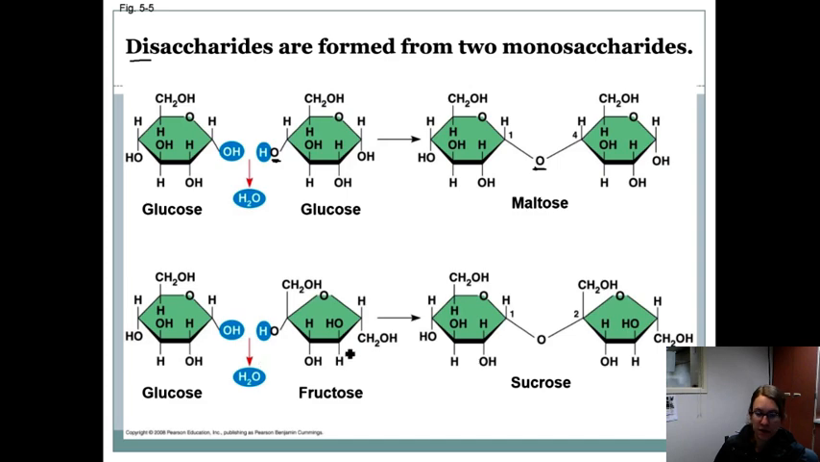Here we got another one. Glucose and fructose put together makes sucrose. This is the sugar that you buy at the store. So if you buy a bag of sugar, it's going to be sucrose.